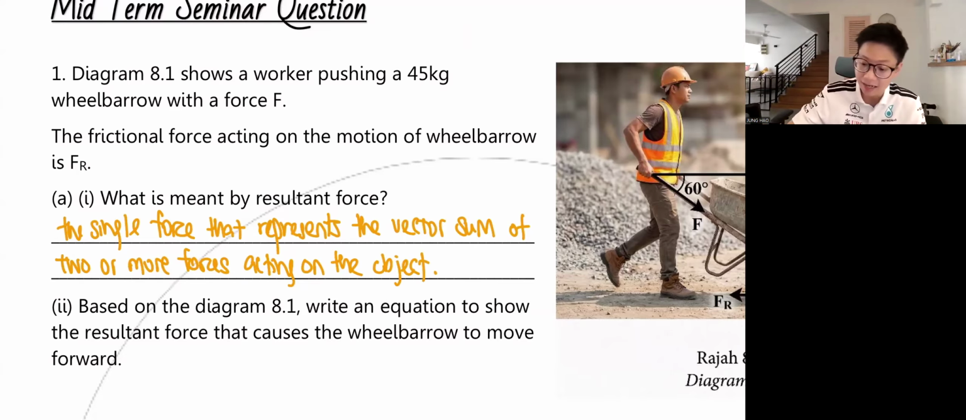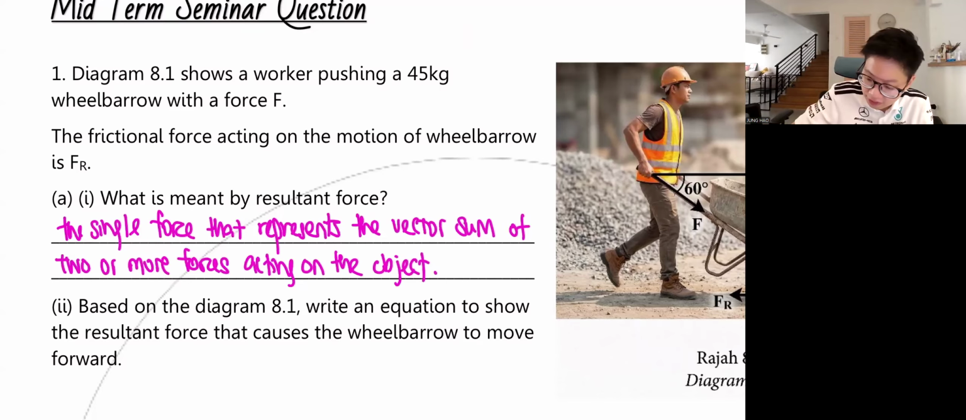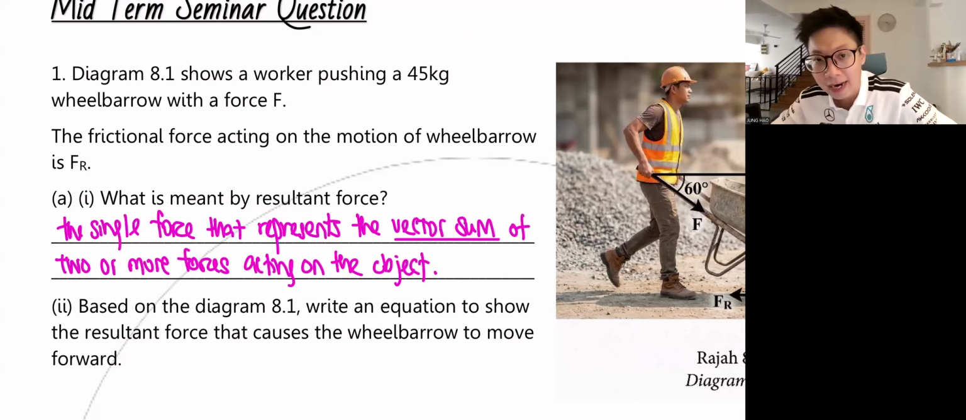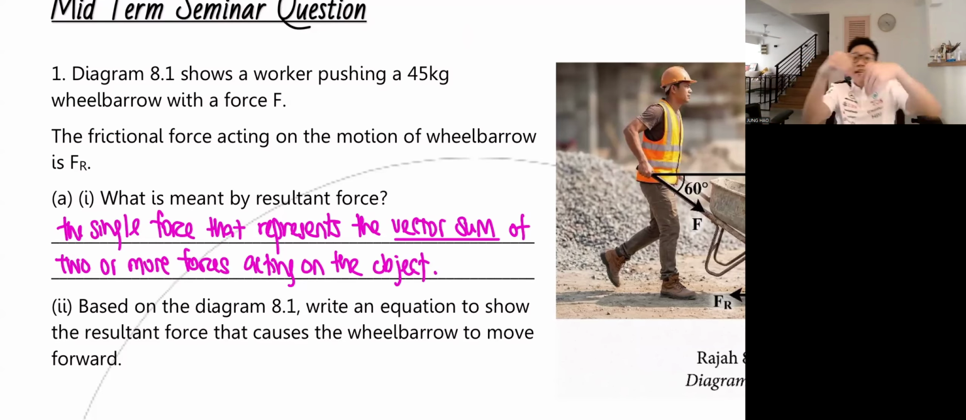Don't be lazy. It's a single force that represents the vector sum of all the forces. Means you sum everything. You all know why it must be a vector sum, right? Because vector means that maybe it's going behind, down, right, up, down, left, right. So you sum everything to become one force. That is called your resultant force.